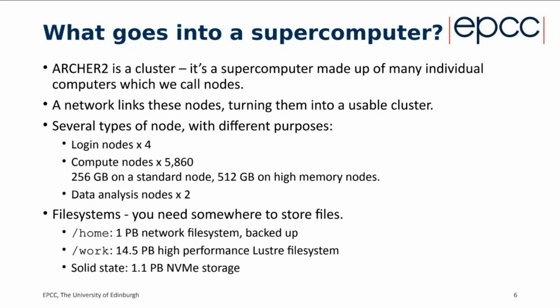In terms of just doing compute, that's fine, but you also need somewhere to keep your data and keep your files. So we've got file systems to support that, file systems which can be accessed from across the cluster. We've got a home file system, which is 1 petabyte, just a network file system backed up. We've got a work file system that's much larger, 14.5 petabytes, and this is a special, what we call a Lustre file system. That means it's a high performance file system.